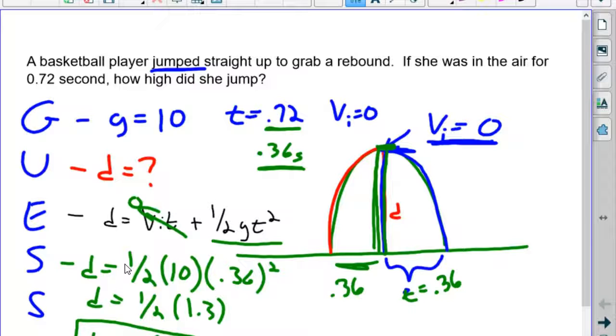Okay, and again, the difficult part of this was identifying that it took 0.36 seconds to jump up and then 0.36 seconds to fall down. But either way, the distance covered was only 0.65 meters on the way up and then 0.65 meters on the way down.